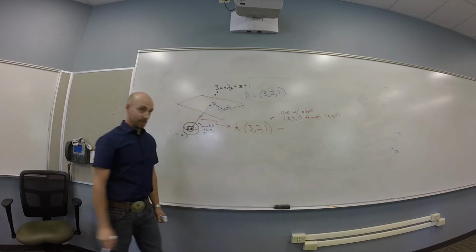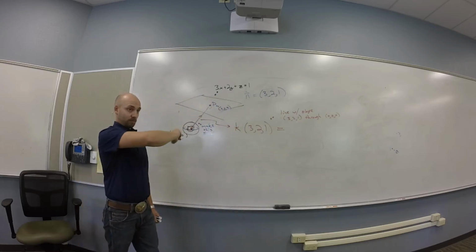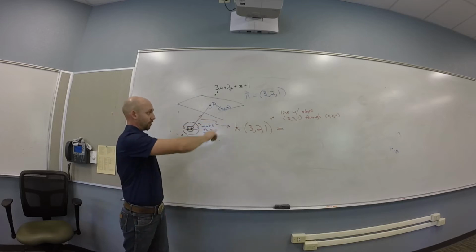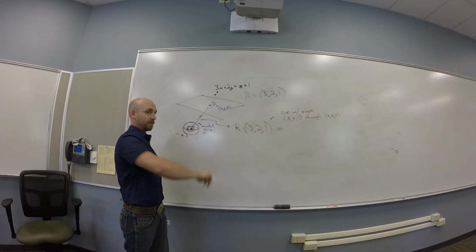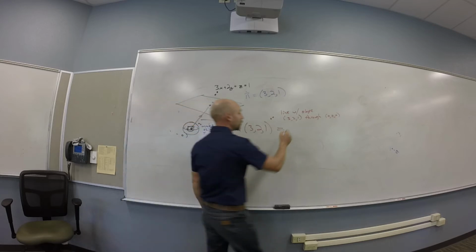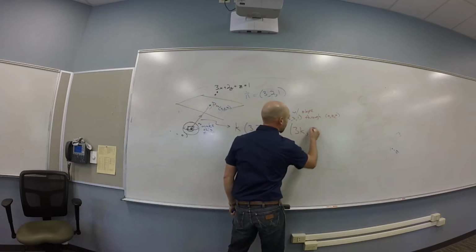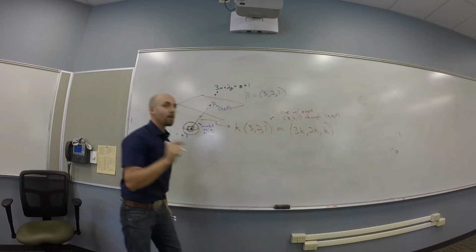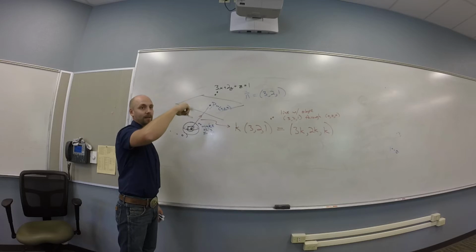Make that an equals thing for me. What do you do? This equals, how do you put the k to the vector thing? 3k, 2k, 1k. Yeah, good. I'm doing scalar multiplication, so I've got a vector 3k, 2k, k. And I want to know when that hits the plane.